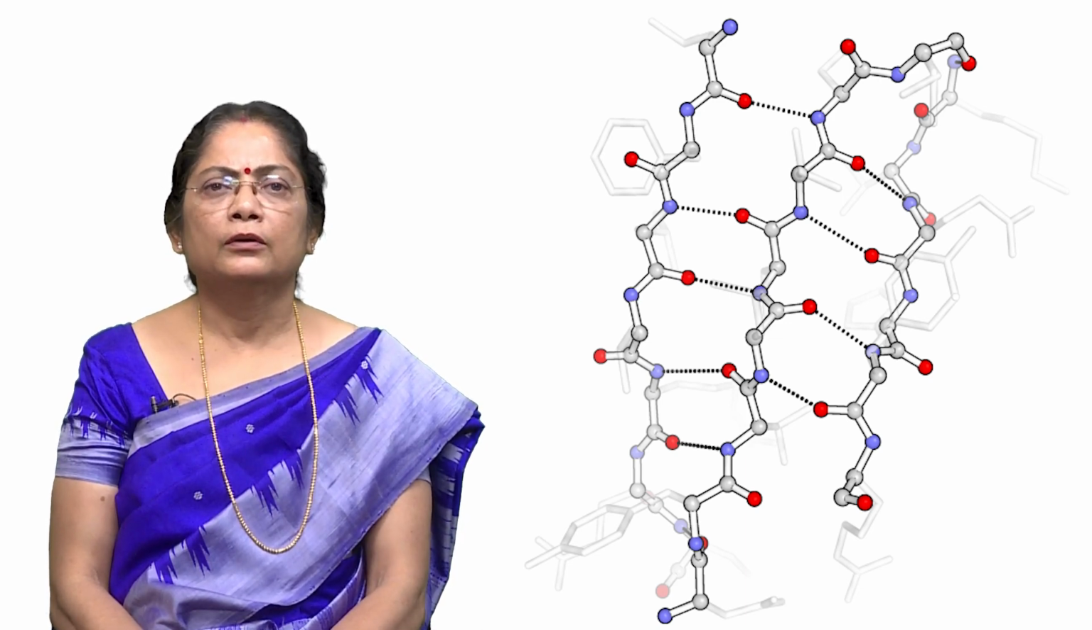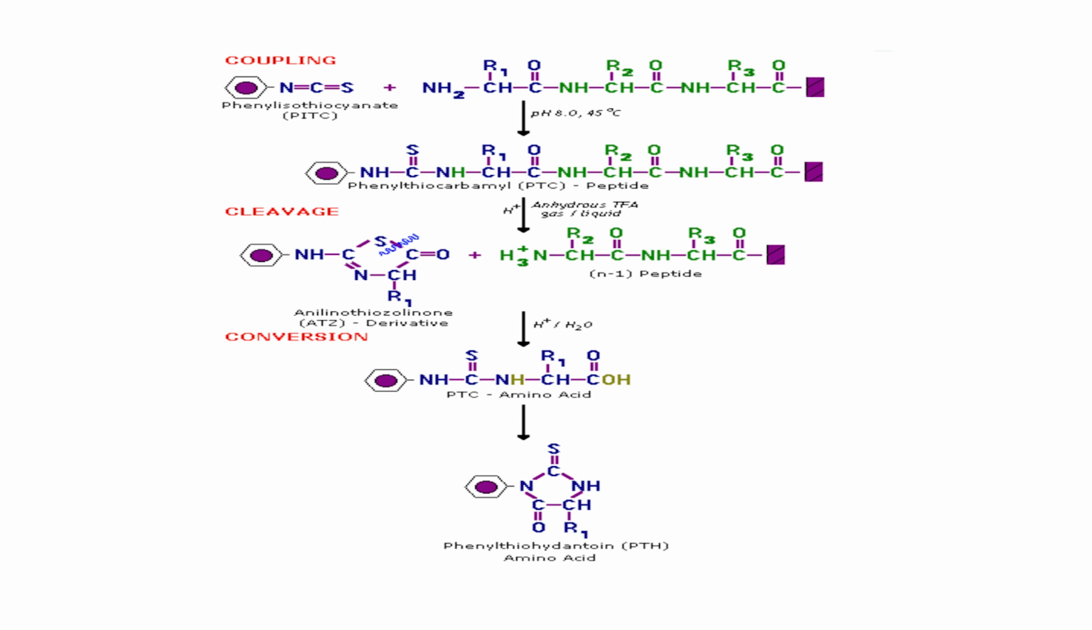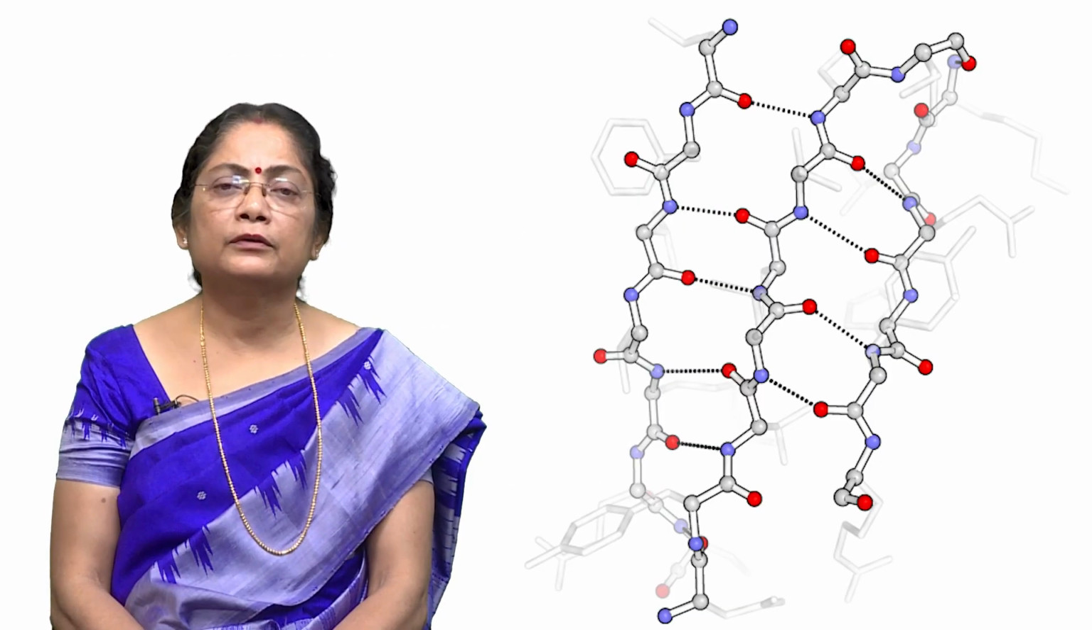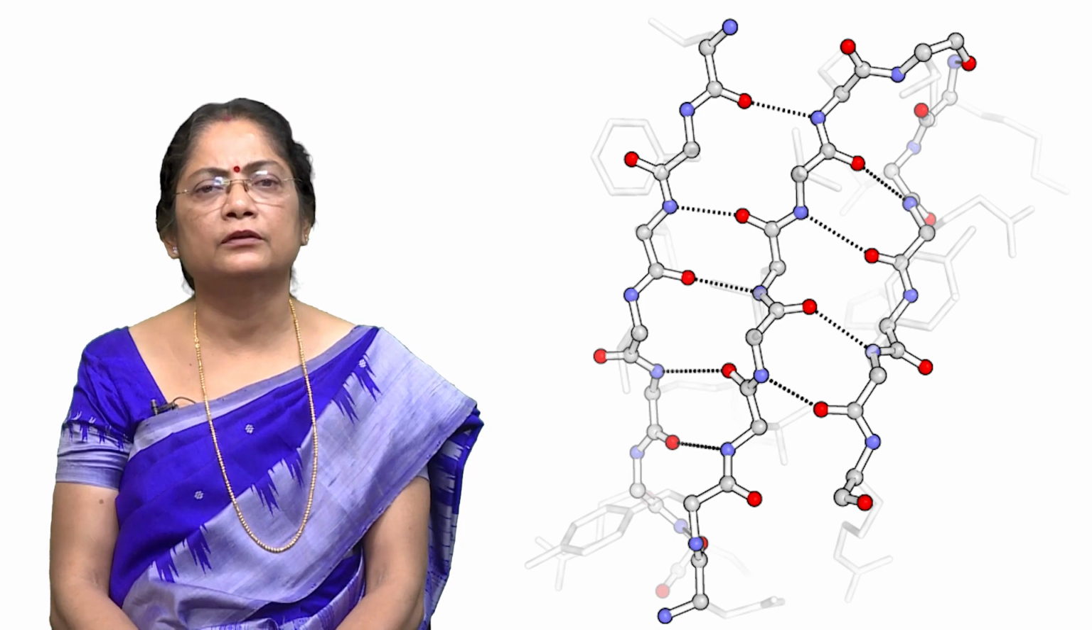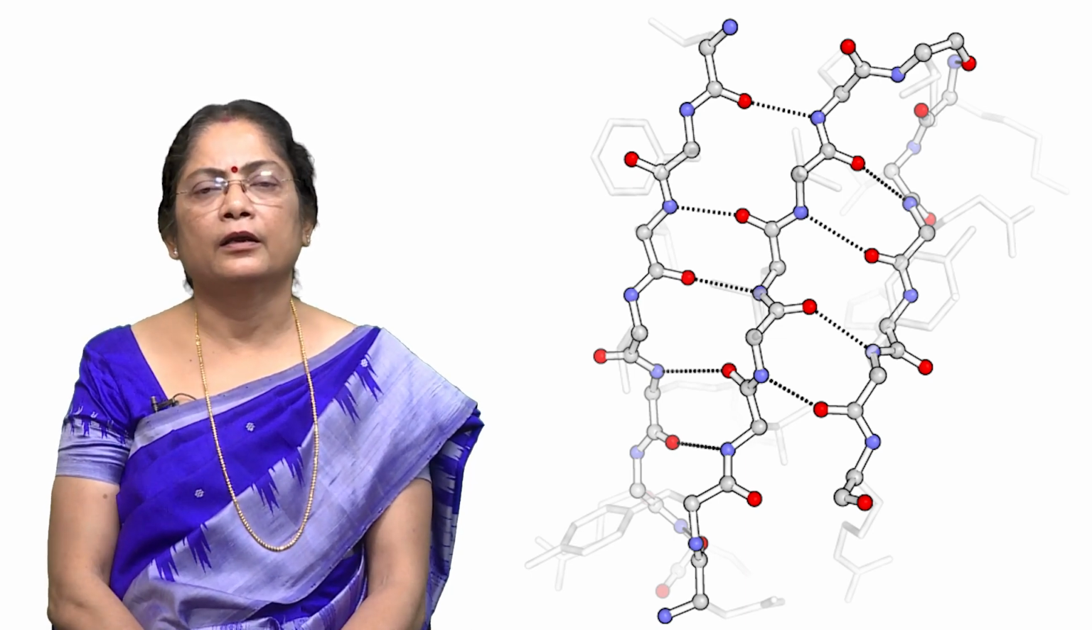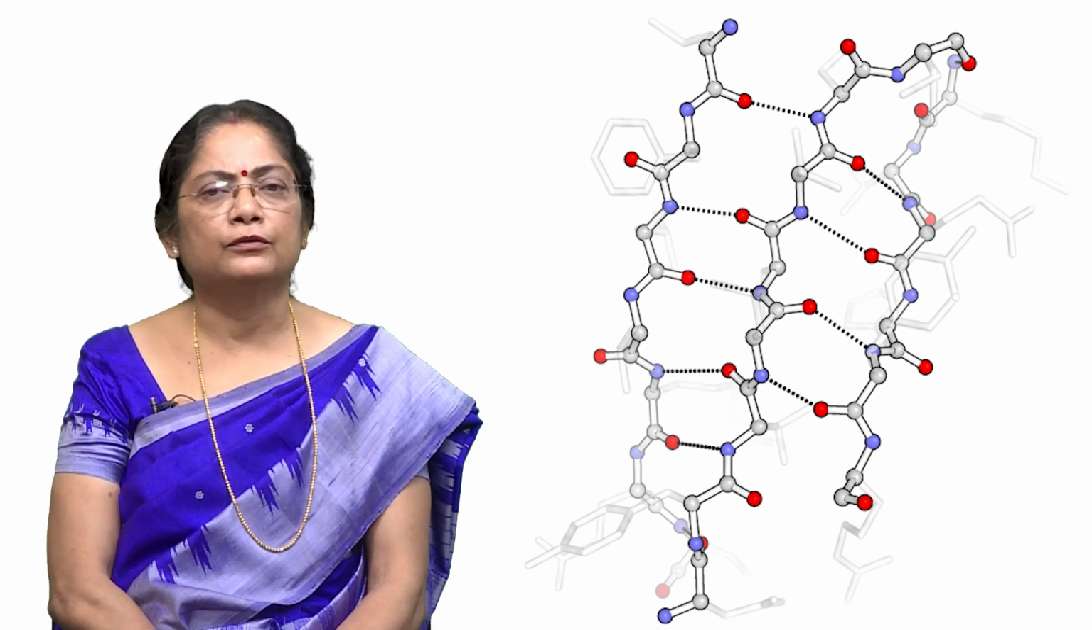Again here it is shown: the coupling, then cleavage, and then conversion. These are the three steps in the Edman reaction. First the coupling reaction, then cleavage of the first amino acid, and then, to give a stable structure, conversion. This converted structure can be separated, and after separation it can be analyzed to find what type of amino acid it is. All these three steps are repeated again and again to get the whole sequence of amino acids.